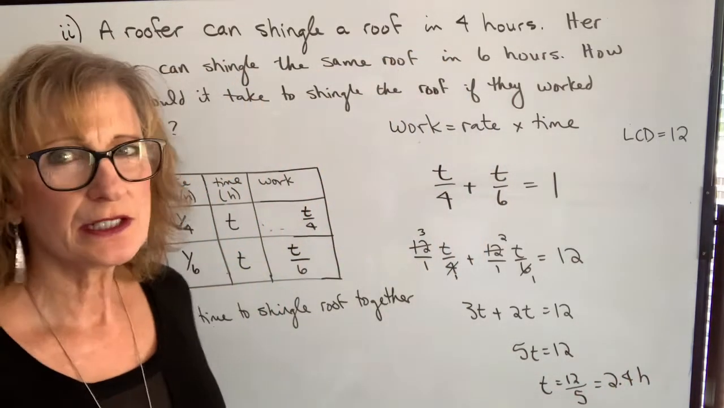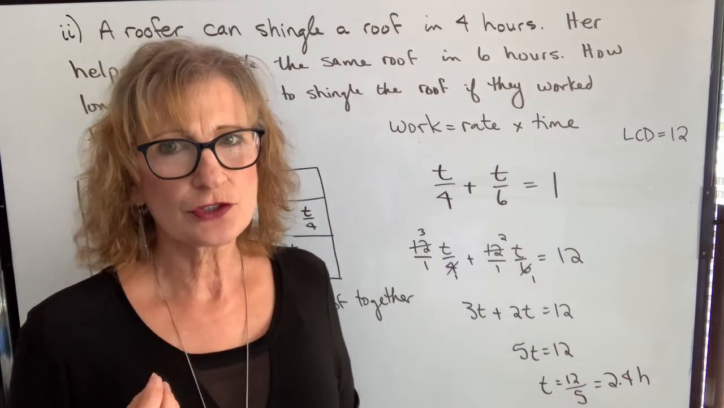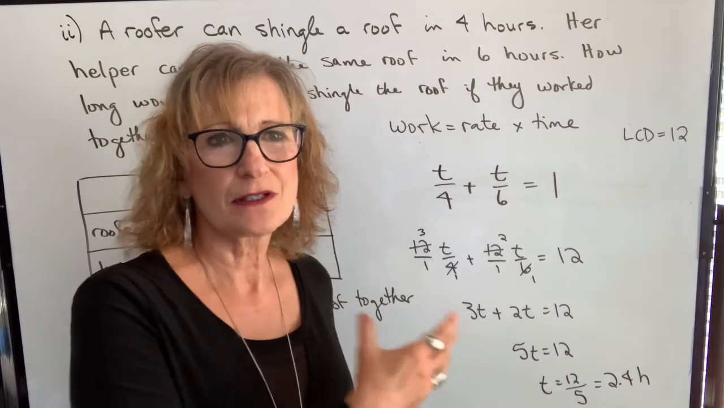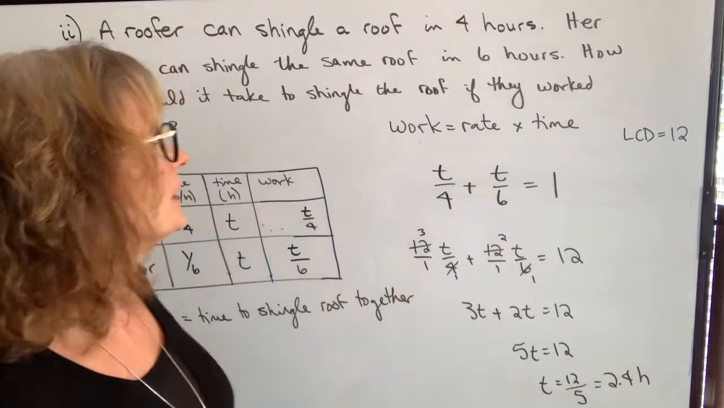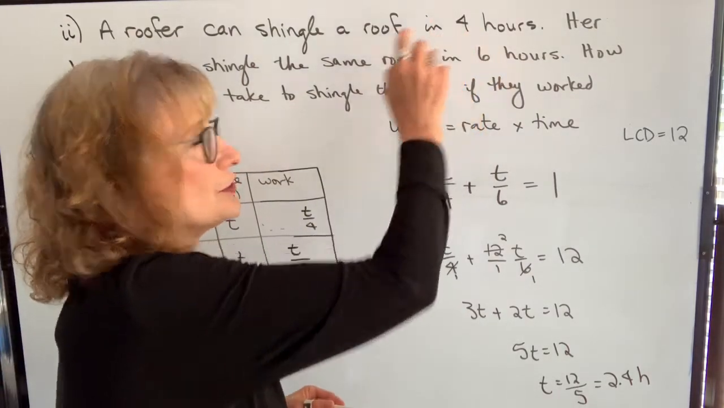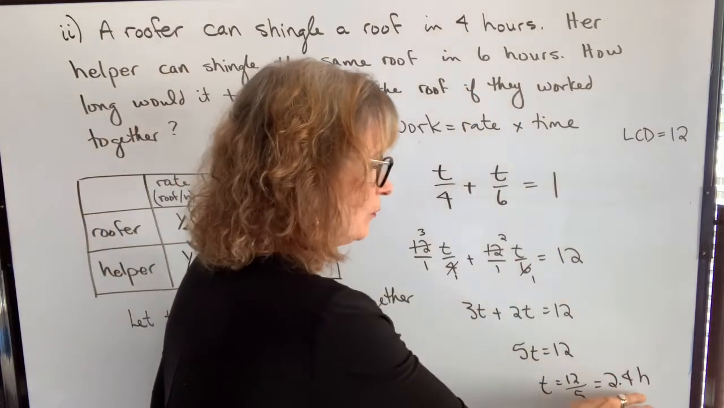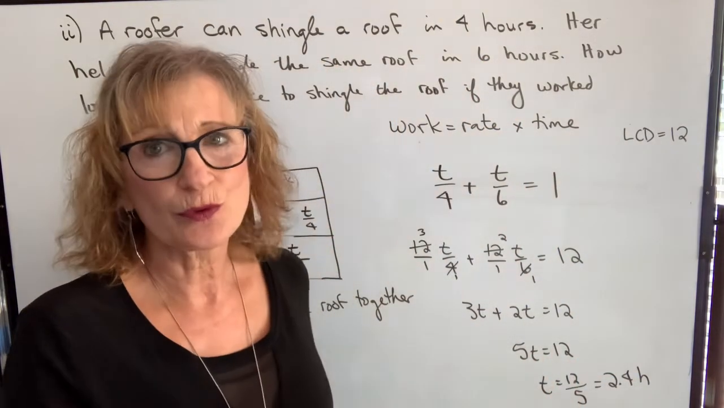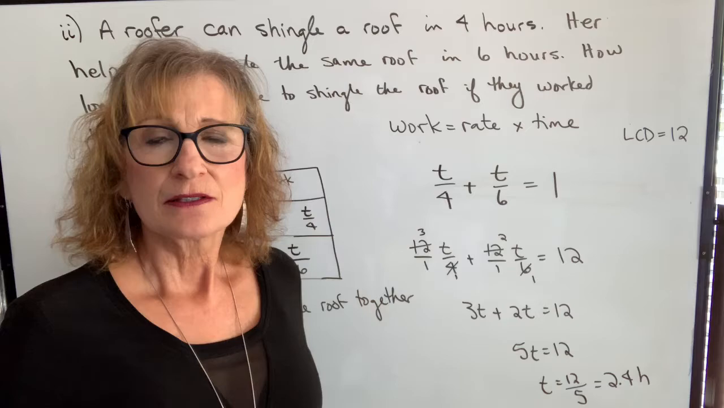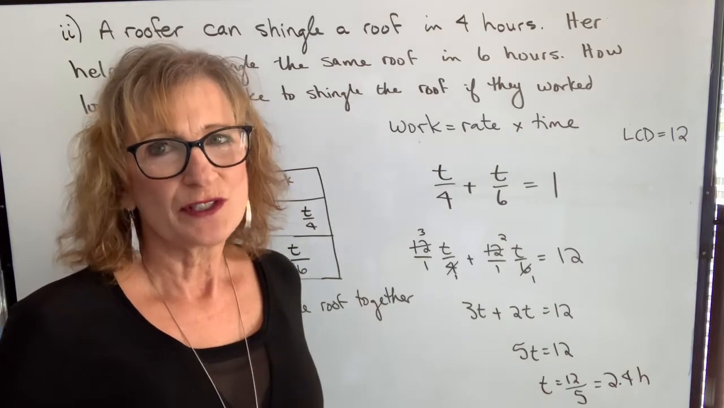Now, when you're doing these, use some logic when you get a result and ask, does that sound right? Like if alone the roofer can do it in 4 hours and alone the helper can do it in 6 hours, we know that it's going to be less than both of those numbers. So just kind of think about what would be a reasonable amount.